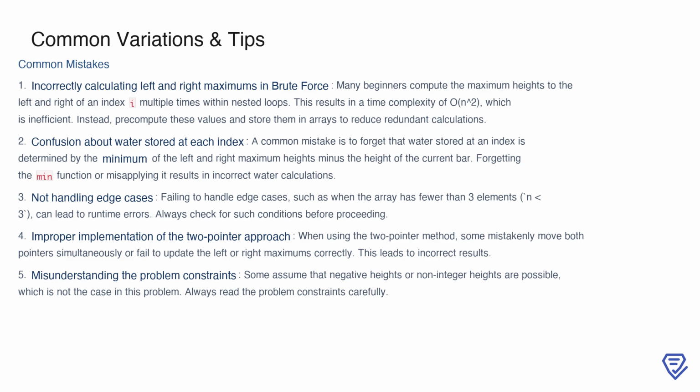lead to runtime errors. Finally, the two-pointer approach, while efficient, is prone to implementation errors. Some might move both pointers simultaneously or fail to properly update the left and right maximums, leading to incorrect results. Be meticulous when handling these details. Lastly, always pay attention to the constraints of the problem. For example, the input will always involve non-negative integers, so there's no need to account for negative or non-integer heights.